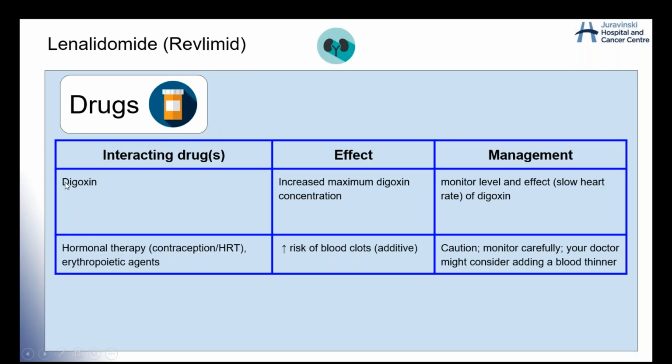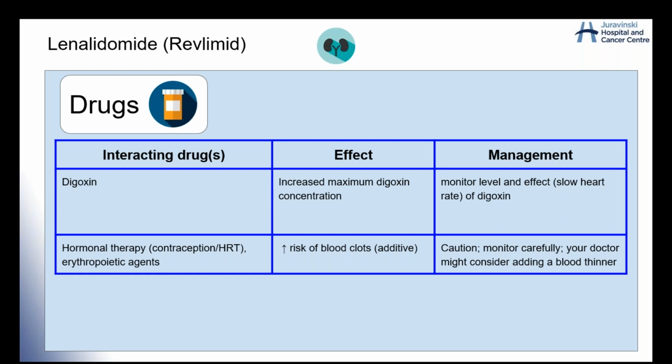Digoxin is one of the medications that interact with lenalidomide. It's a heart medication that controls the heart rate. What happens when we take the two together is it can sometimes increase the maximum digoxin concentration, but the way we get around that is we monitor the levels of digoxin. We also monitor the effects, which is something you can do. If you feel that your heart is slower than usual, once you start the lenalidomide and you're on digoxin, then you know that the interaction is affecting you, and then something needs to be done about this.